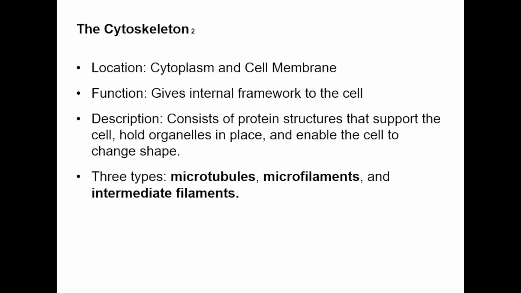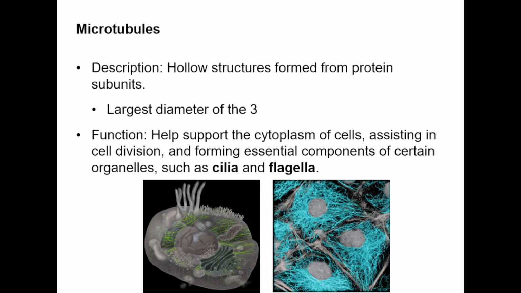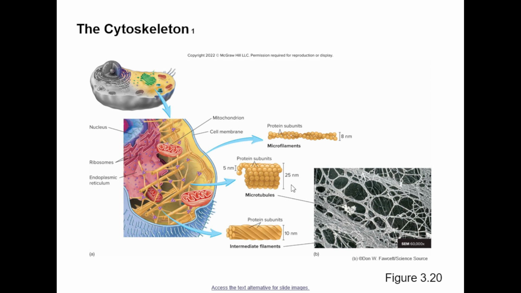Now, this cytoskeleton are made up of proteins. Okay? They are made up of proteins, and they hold the organelles in place. They enable the cell to also change in shape. We'll go into that in a little while. And there are three types of cytoskeleton: your microtubules, your microfilaments, and your intermediate filaments. So let me show you the three first. Here we go. Again, you find them on the cell membrane, and you find them in the cytoplasm. Yeah, there are three types: filaments, tubules, intermediate filaments.